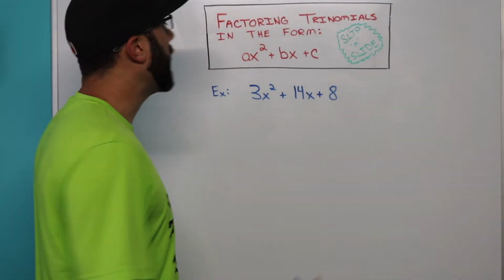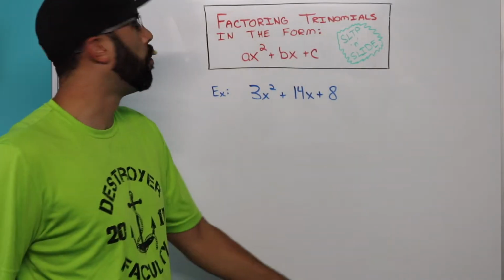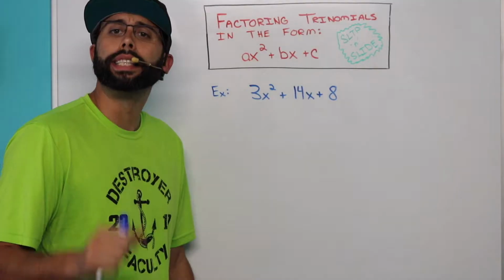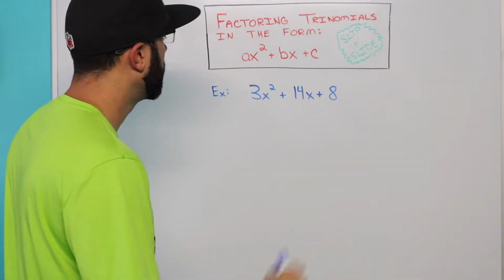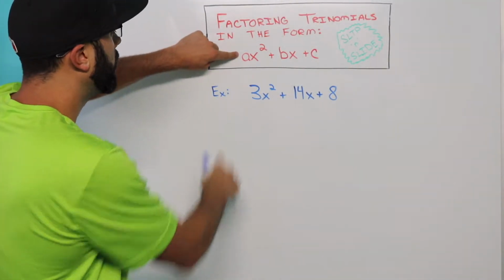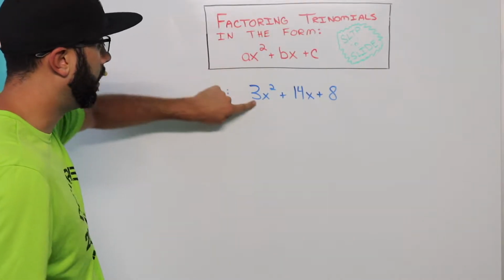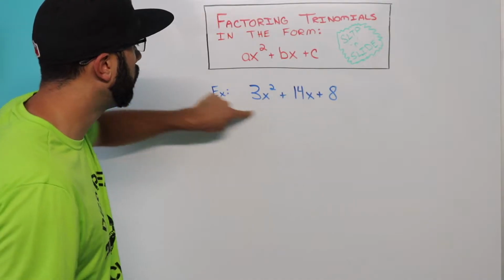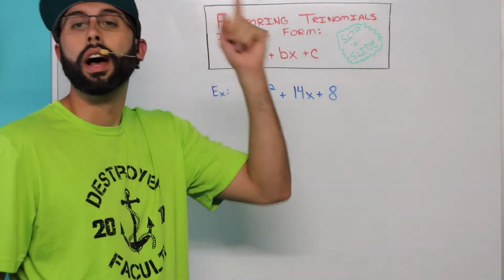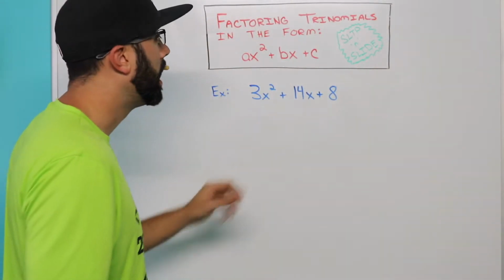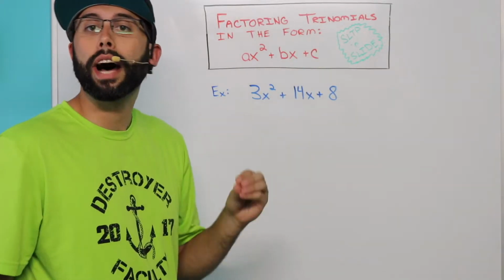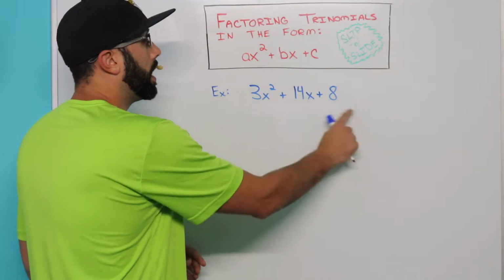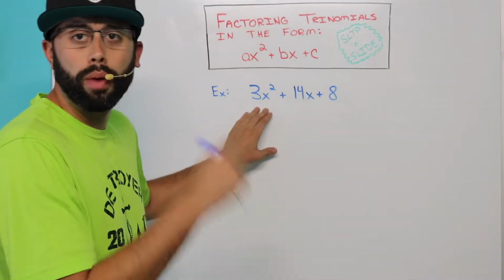Alright, in this video we have factoring trinomials in the form ax squared plus bx plus c, also known as the slip and slide technique. And if you notice right here, we just want to recognize that this looks like this. So when you see something that looks in the form of this, it's like, okay, I can use the slip and slide technique. And what the slip and slide technique is, is an algorithm that's going to factor this trinomial right here. So let's get right into it.